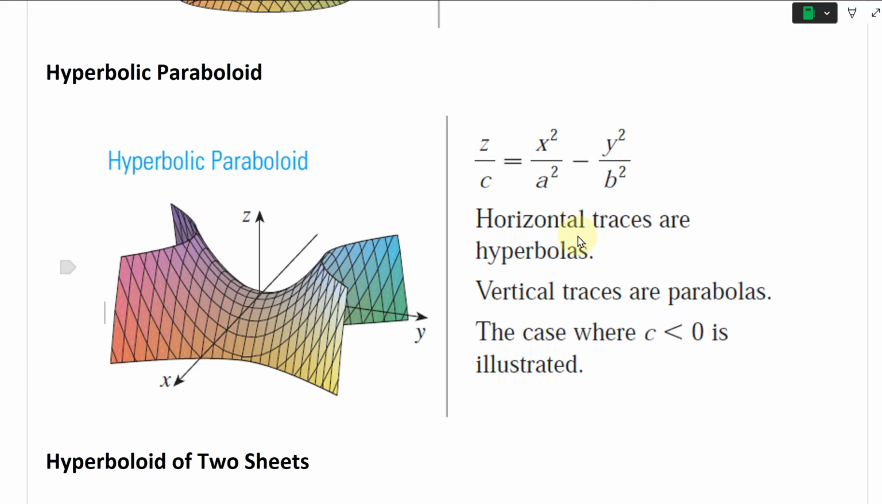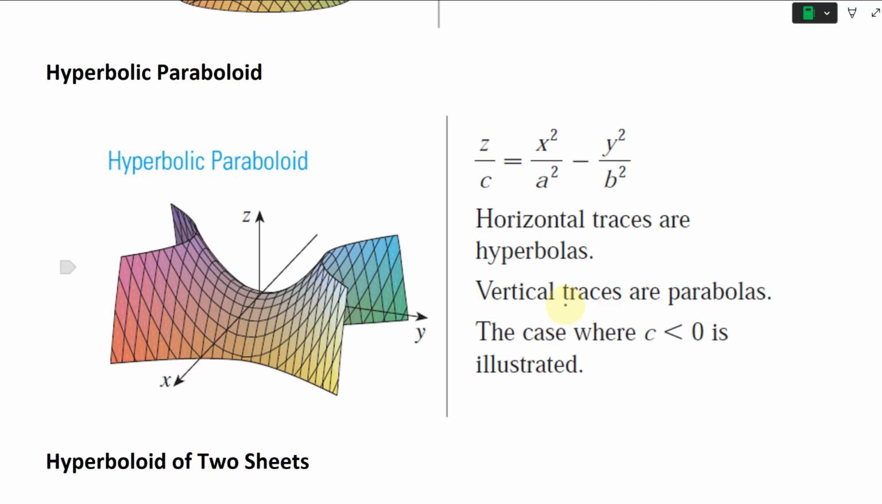Then horizontal traces are hyperbolas. Vertical traces are parabolas. All the vertical ones only go up once like that. All the vertical traces are like that. So horizontal are hyperbolas, vertical are parabolas. They all go up like that, or downwards, depending on the case. I think that they all go up like that, and then a vertical on this side.